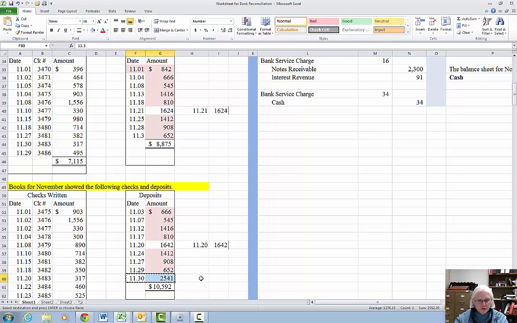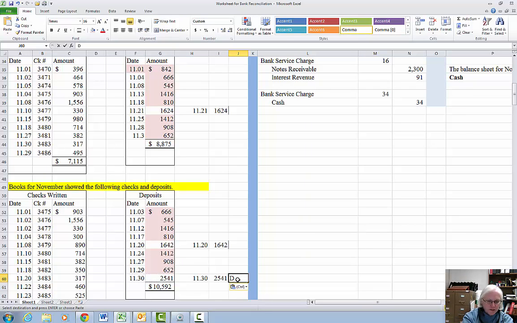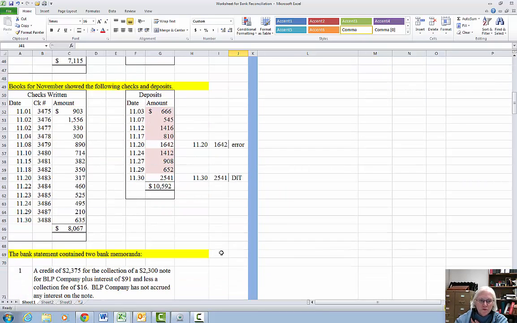So I'm going to copy the deposit in transit, put it over here, and label it DIT, and I can label this one error. Alright, and that helps point those out. Okay, so let's keep going with what we're doing.